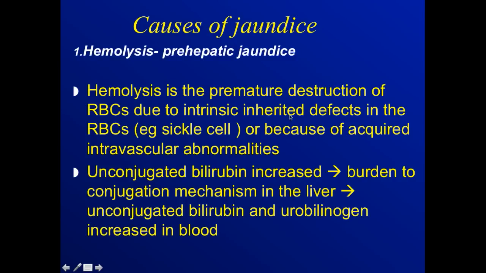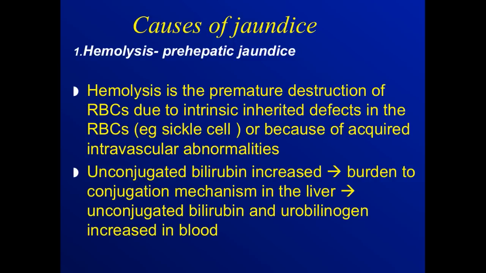Hemolysis, premature destruction of RBC due to intrinsic inherited defects, or because of acquired intravascular abnormalities. Sometimes the vascular abnormalities can also cause red blood cells to lyse earlier than normal. The unconjugated bilirubin is increased in this case. As you know, when red blood cells lyse, what is the first type of bilirubin that will be high? It will be unconjugated. So in pre-hepatic jaundice, unconjugated bilirubin will be high if you measure in the blood of the patient.